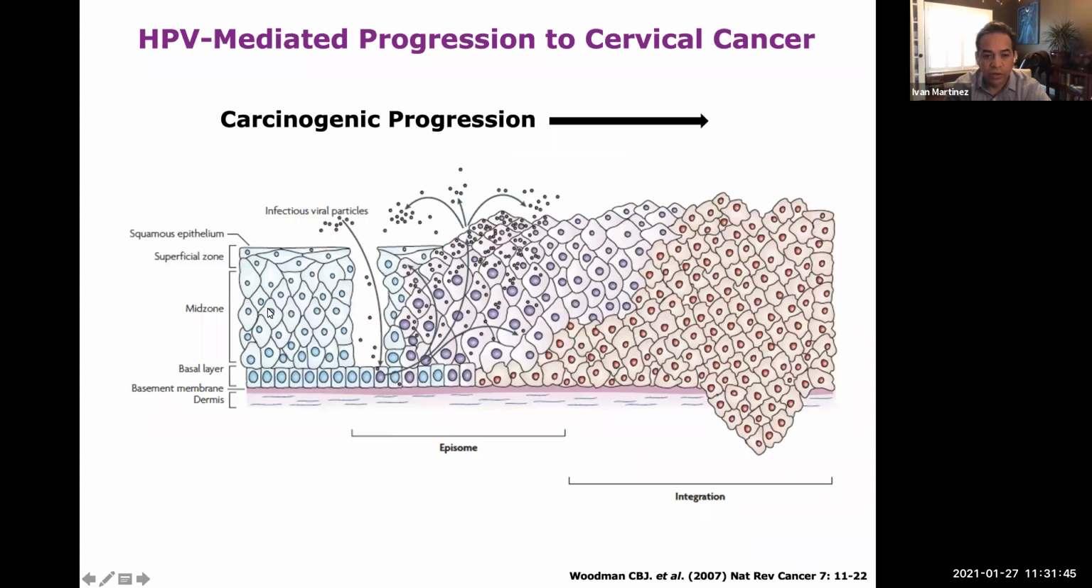This is just a cartoon to show you again how the carcinogenic progression works. The virus has to infect the basal layer of the epithelium, and the moment the epithelium starts differentiating, they start shedding more viruses. But after several years of infection or reinfection, some of these viruses can integrate into the host genome. At the moment of integration, the cells become immortalized, and then after immortalization, they start accumulating more mutations until they become carcinogenic, and they can invade tissue, or they even cause metastasis.